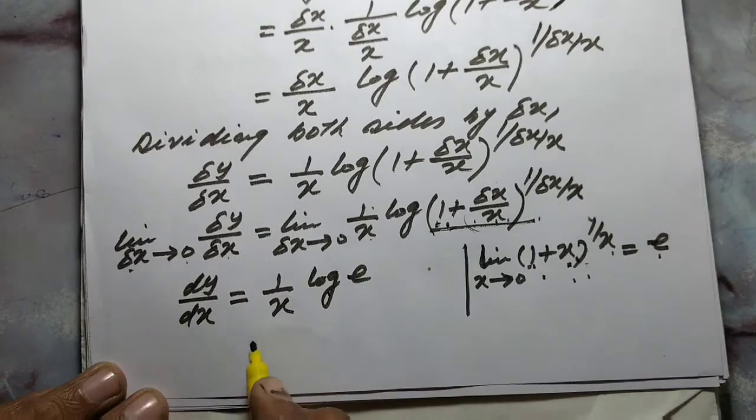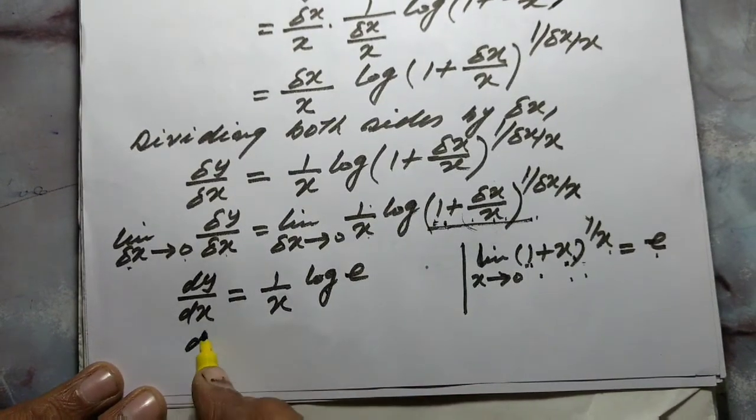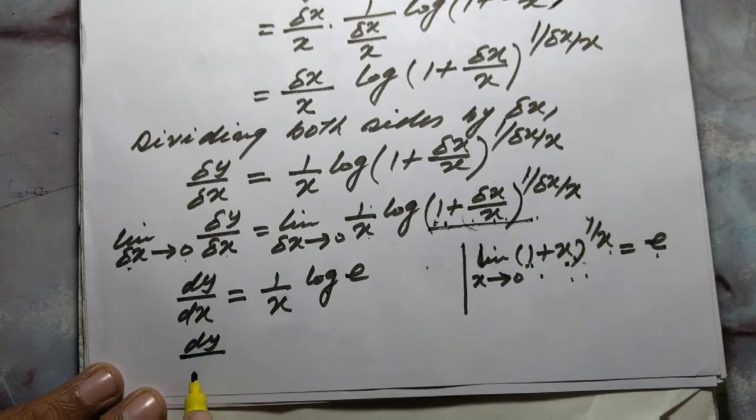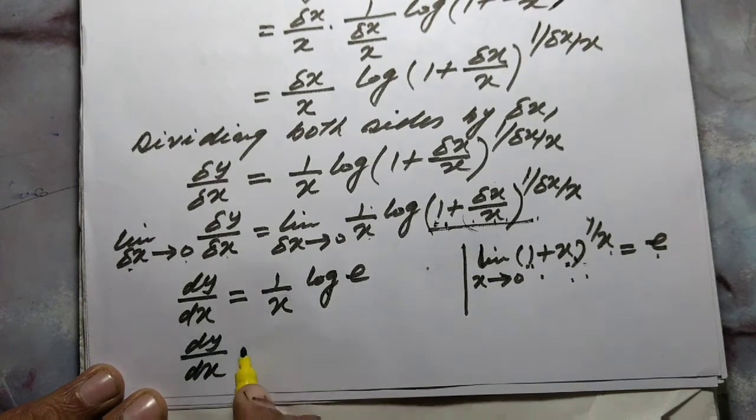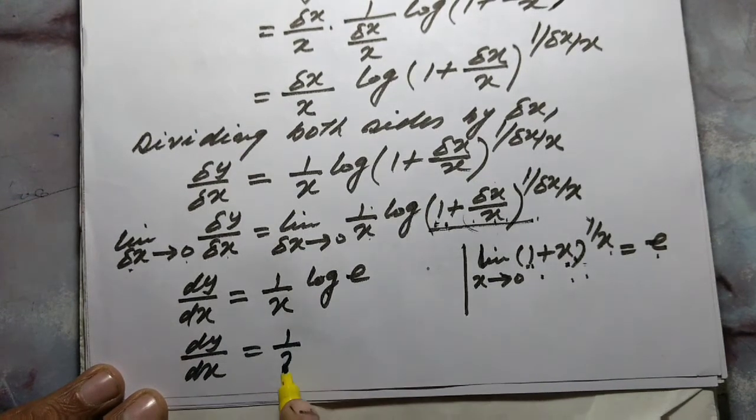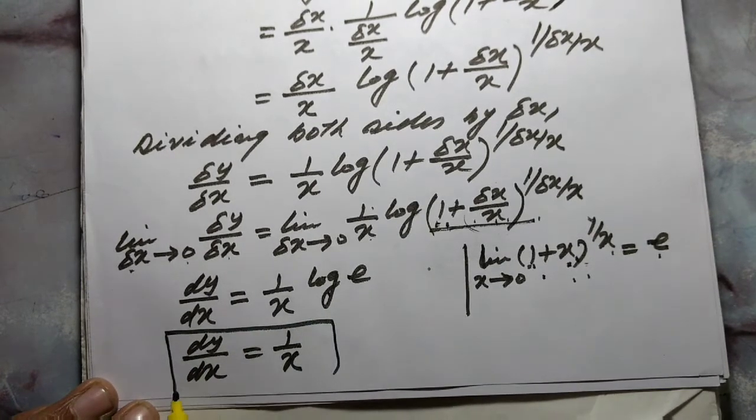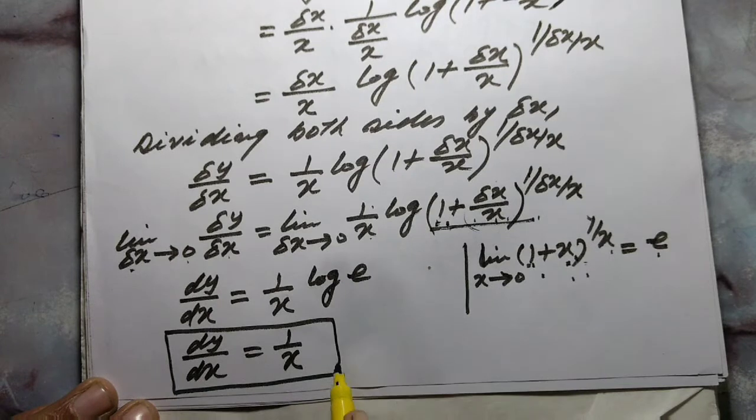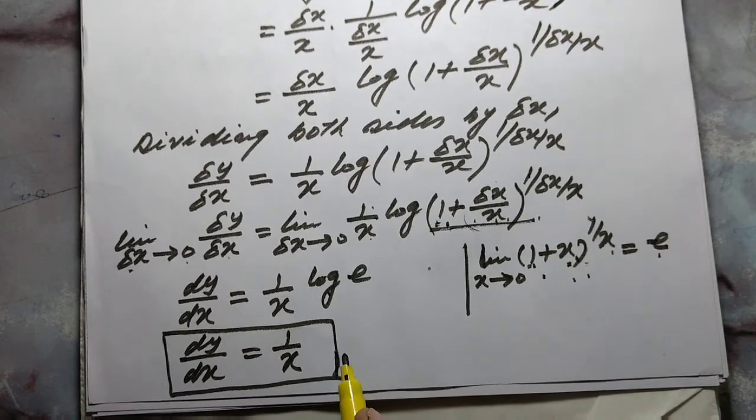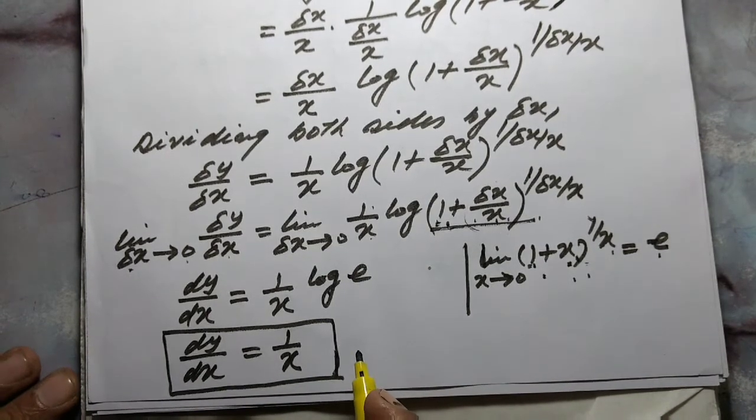So we have dy upon dx is equal to 1 upon x. So the derivative of log x is 1 upon x, and here is the proof of this standard result.